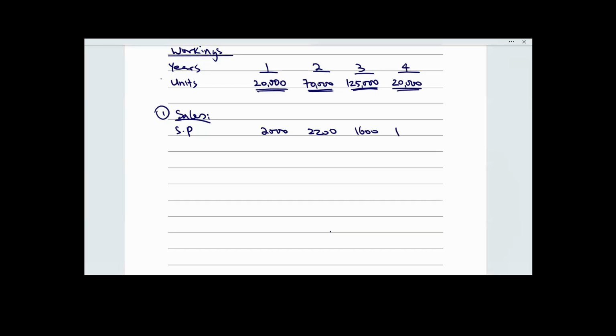1,500. 1,500 is the selling price for year 3. You recall when I wanted to convert money cash flow to real cash flow, I said you can convert money cash flow to real cash flow or real cash flow to money cash flow. According to the question, let's go back to the question.